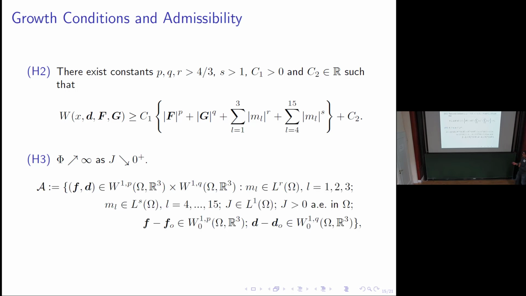So these are the three hypotheses that we have. This is our admissible set. It's a subset of W^{1,P} cross W^{1,Q}. All the Ms belong to the appropriate Lp spaces, and for 1, 2, 3 and 4 to 15, there might be different Lp spaces. J needs to belong to L1, and of course J we can only ensure is larger than 0 almost everywhere, just like in the result. And then we apply usual boundary conditions.